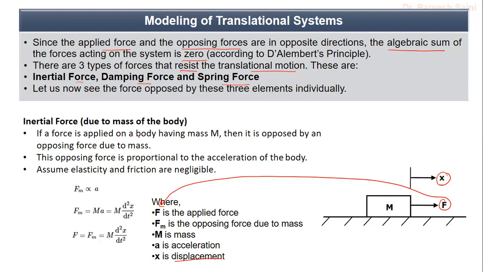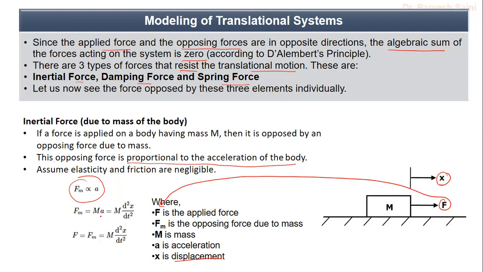Now if a force is applied on a body having mass m, then it is opposed by an opposing force due to mass, which we call inertial force. This opposing force is proportional to the acceleration of the body, right? So F is equal to ma. If we assume that the elasticity and friction are negligible in this case, then the force is proportional to the acceleration of the body, where Fm is nothing but the opposing force.